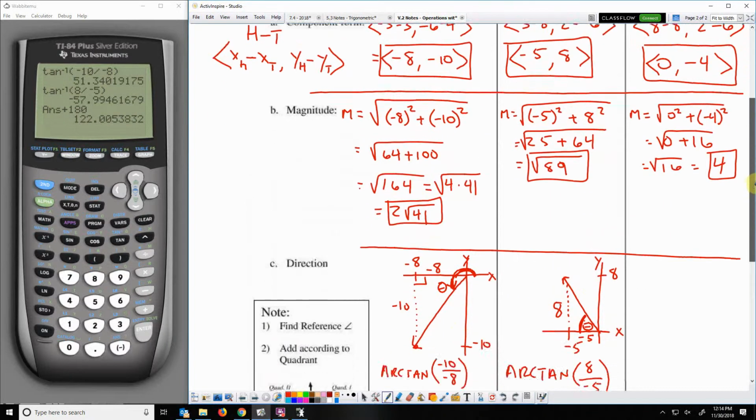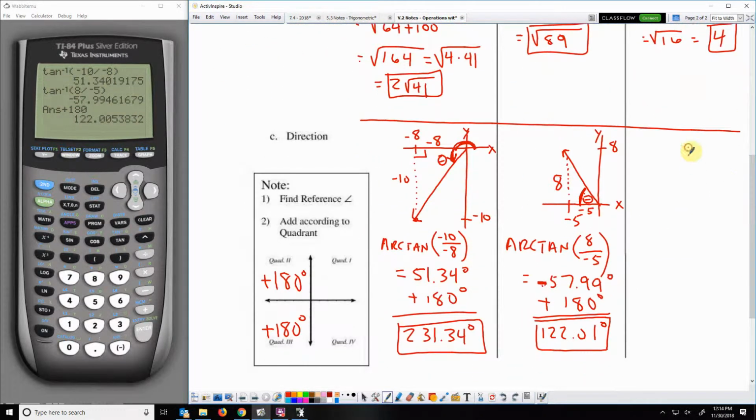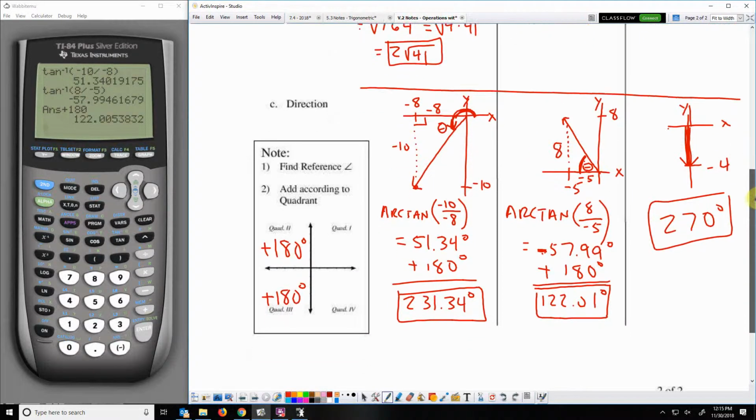The next one is over 0 and down 4. So the vector looks like that. This one I don't need to do any of this work. It's just 0 degrees, 90 degrees, 180, 270. So this one is 270 degrees. So if it's on an axis, I've got 0, 90, 180, 270.